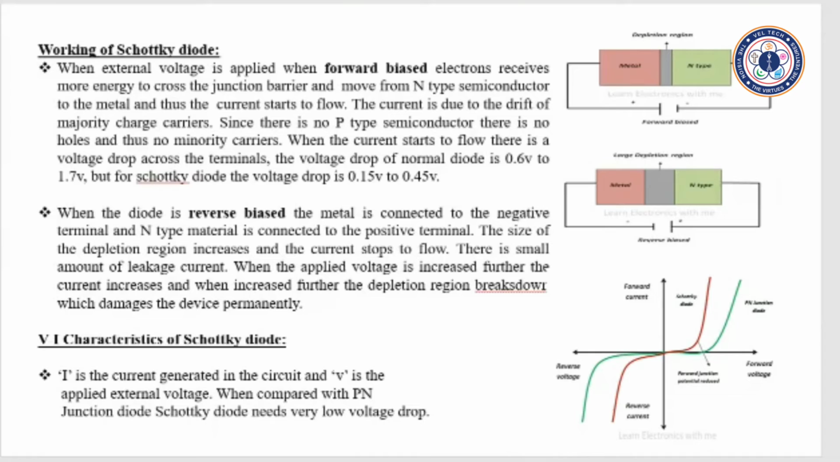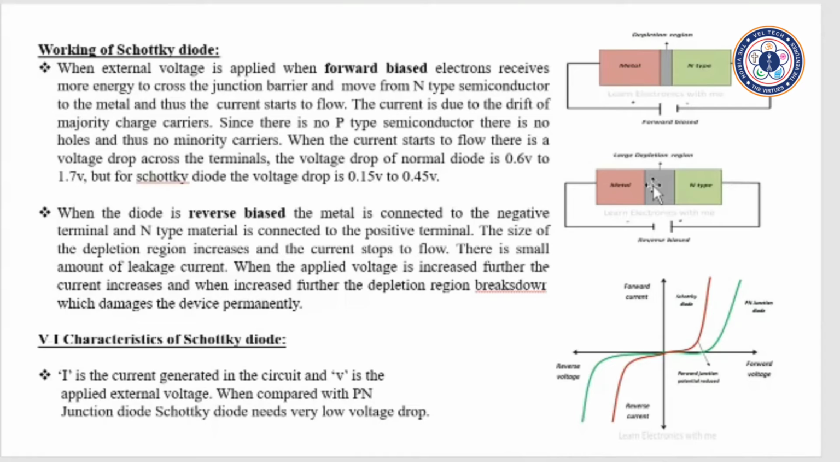When the Schottky barrier diode is reverse biased, that is, I give the negative voltage to the metal side and the positive voltage to the N-type semiconductor, at that time the width of the depletion region increases. Here, this is the depletion region. The width of the depletion region increases and the current stops flowing. Only a small leakage current will flow.